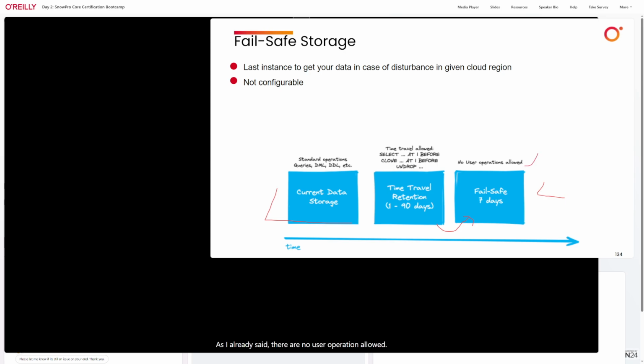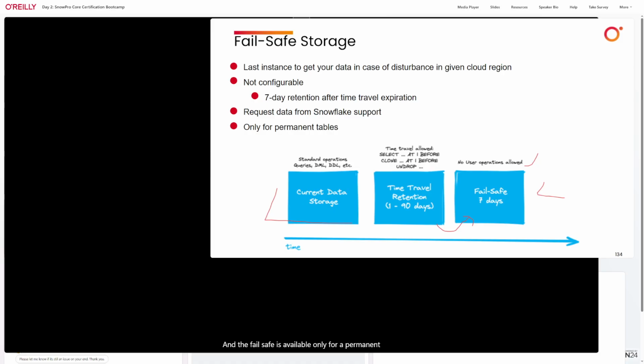As I already said, there are no user operations allowed. So if you want to retrieve a data from a failsafe period, you need to ask Snowflake support to give it to you. So it's not directly accessible for you. And it's also not configurable, so you can't change that 7 days to be something different. Yeah, so you need to request Snowflake support, and the failsafe is available only for a permanent table. So if you want to omit and don't have a failsafe, please use the transient tables.